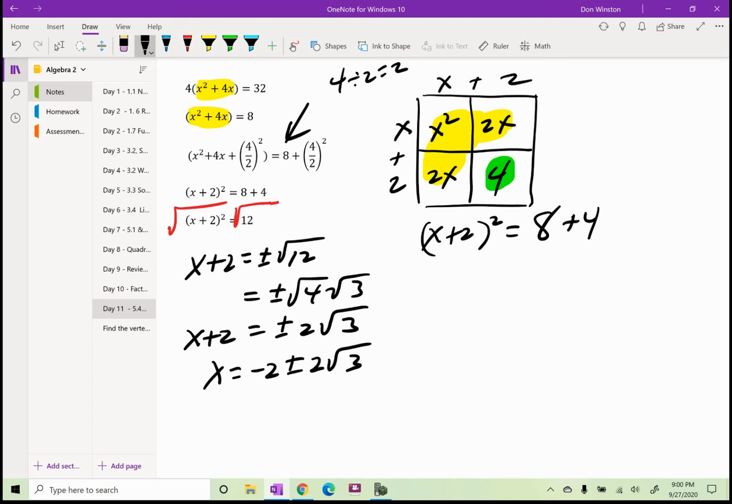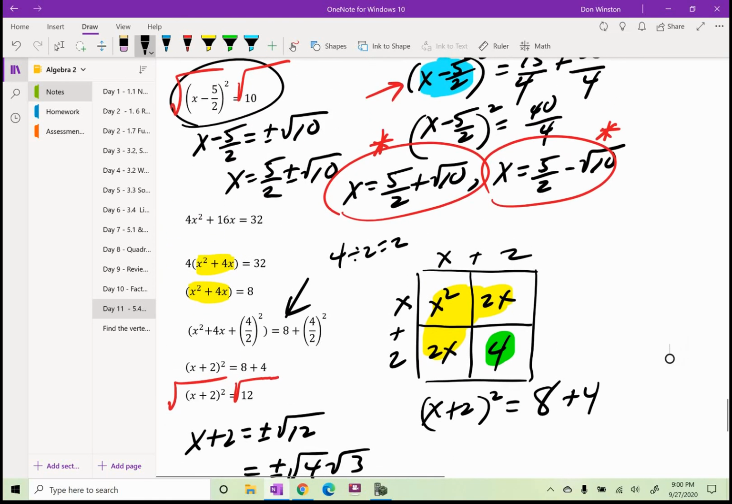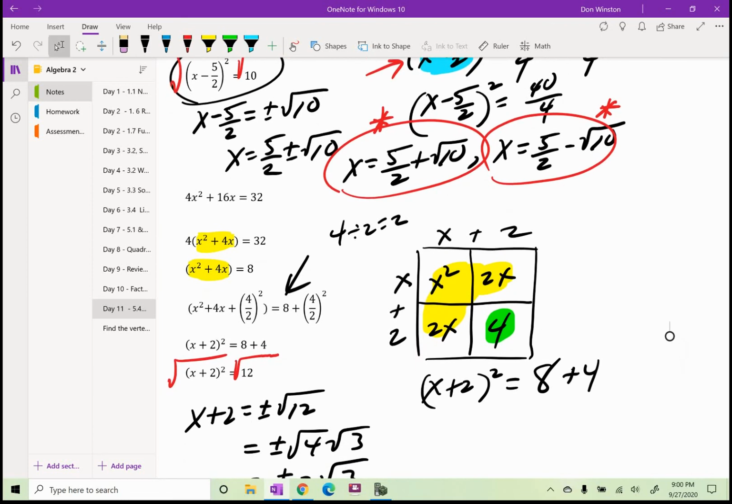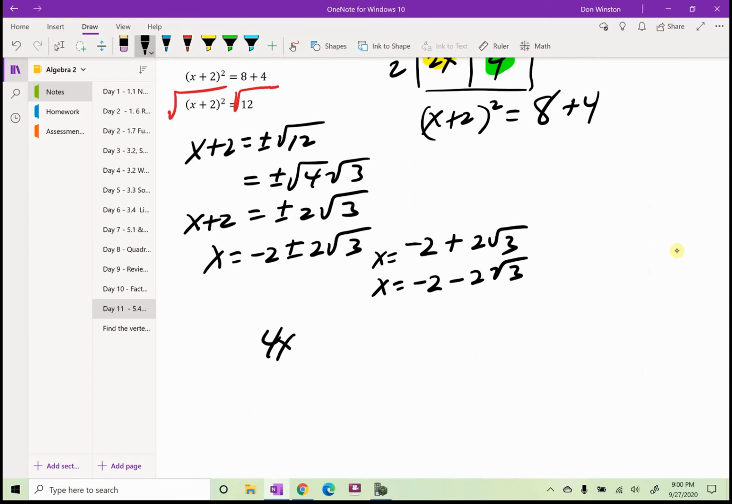And again, if you wanted to check, so what are my two answers? x is equal to negative 2 plus 2 root 3, and then x is equal to negative 2 minus 2 root 3. So again, I'll just check and verify. What did we start with? We started with 4x squared plus 16x equals 32.